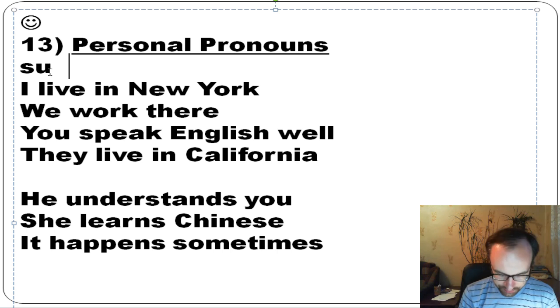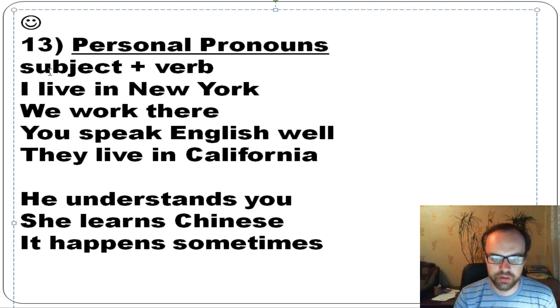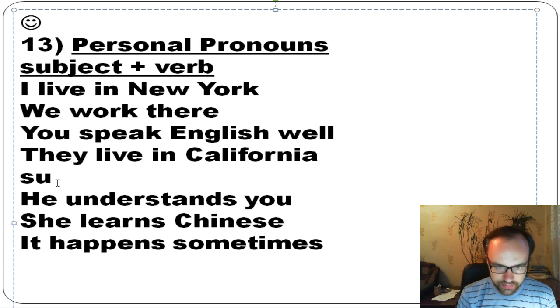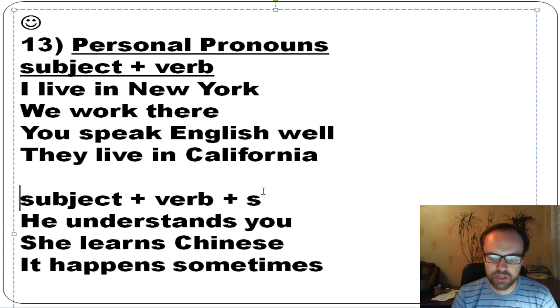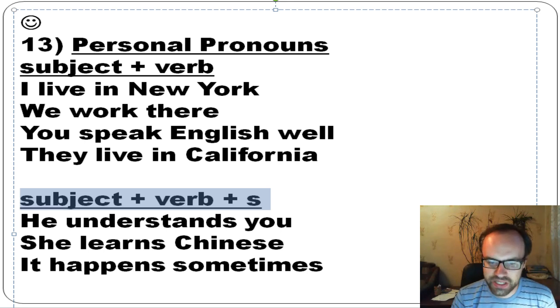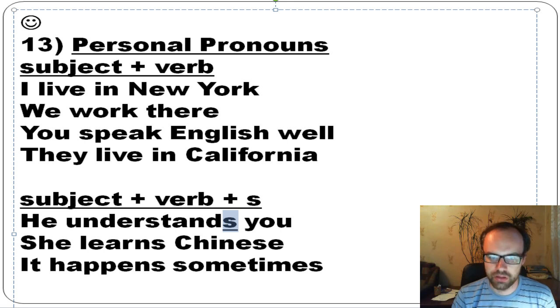And you say subject plus verb. Okay? If you have he, she, it, you say subject plus verb plus s. So he understands you. Yeah, we use s. She learns Chinese. It happens sometimes. So it's easy. Please remember it. If you have I, we, you, they, you have subject plus verb. If you have he, she, it, you have subject plus verb plus s.